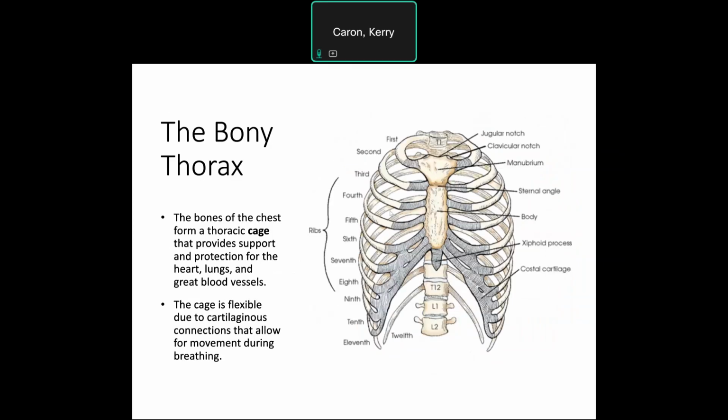Here's the rib cage, the next part of the axial skeleton. So remember, the axial skeleton is the cranium, the vertebra, and the thoracic cavity, or cage. And that protects the heart, the lungs, and great blood vessels. It's flexible. We have cartilage here that allows us movement when we breathe.